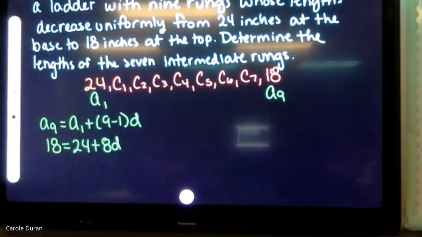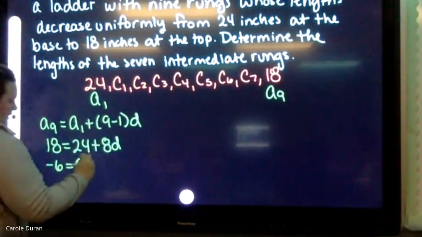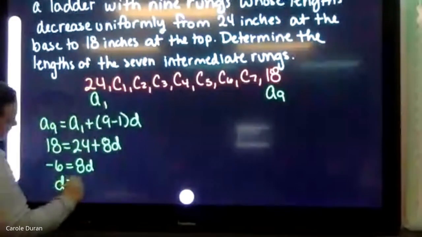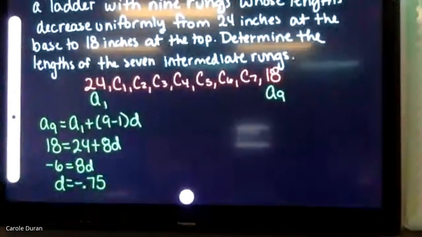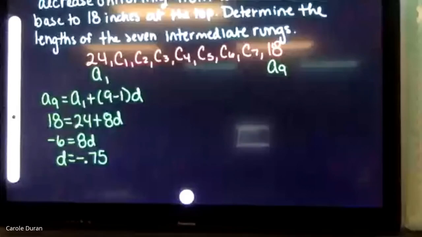Go ahead and do the subtraction. 18 minus 24 is -6. I divide by 8, and I get D equals -0.75, or -3/4, depending on how you chose to write it. Again, this is length, so it is perfectly acceptable for me to use a decimal.